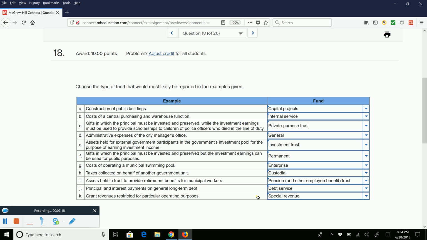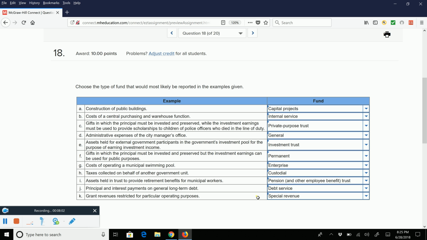Letter H, taxes collected on behalf of another government unit. That money that's collected by us, we're collecting it on behalf of somebody else. So let's take a look at the example where we have a county tax collector. They're collecting all the taxes for all the governments within the physical boundaries of the county. Well, the county tax collector is going to take all those checks. They can't keep it. They need to turn around and distribute it where it needs to go. The school district, the different municipalities, and the like. That would be an example of a custodial fund. We just have custody of the asset really quickly.